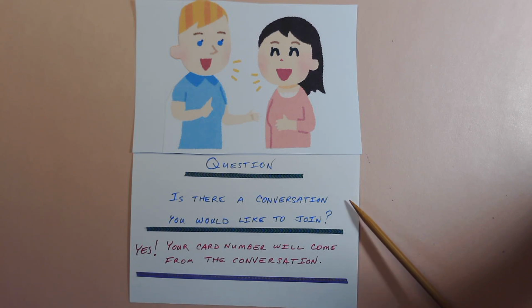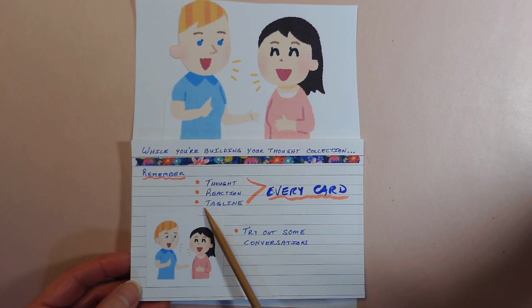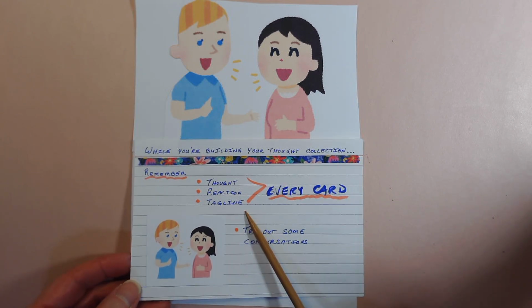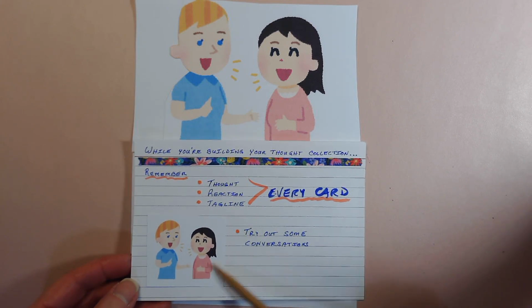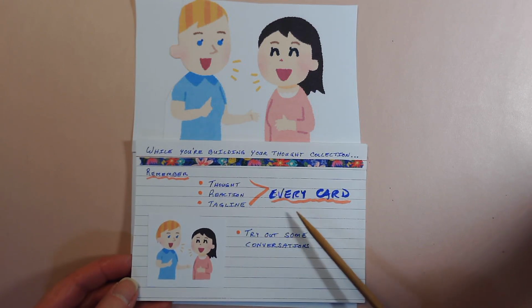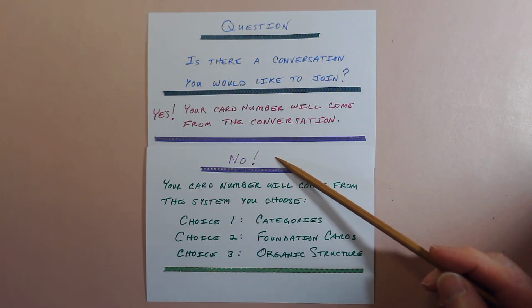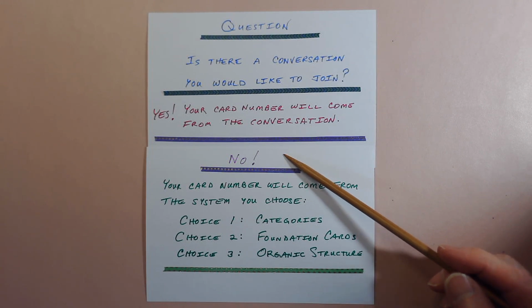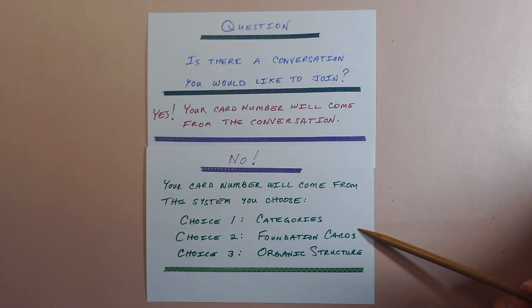Is there a conversation your new card would like to join? And remember, we can see that conversation through the tagline of the card that brings the whole card to memory. Every card has a tagline, and the new card gets to join a conversation based on their taglines, making a conversation. Now, if the new card does not have a conversation that it feels comfortable joining, then the new number will come from the system that you choose. It'll come from the category, from the foundation cards, or from the organic structure.